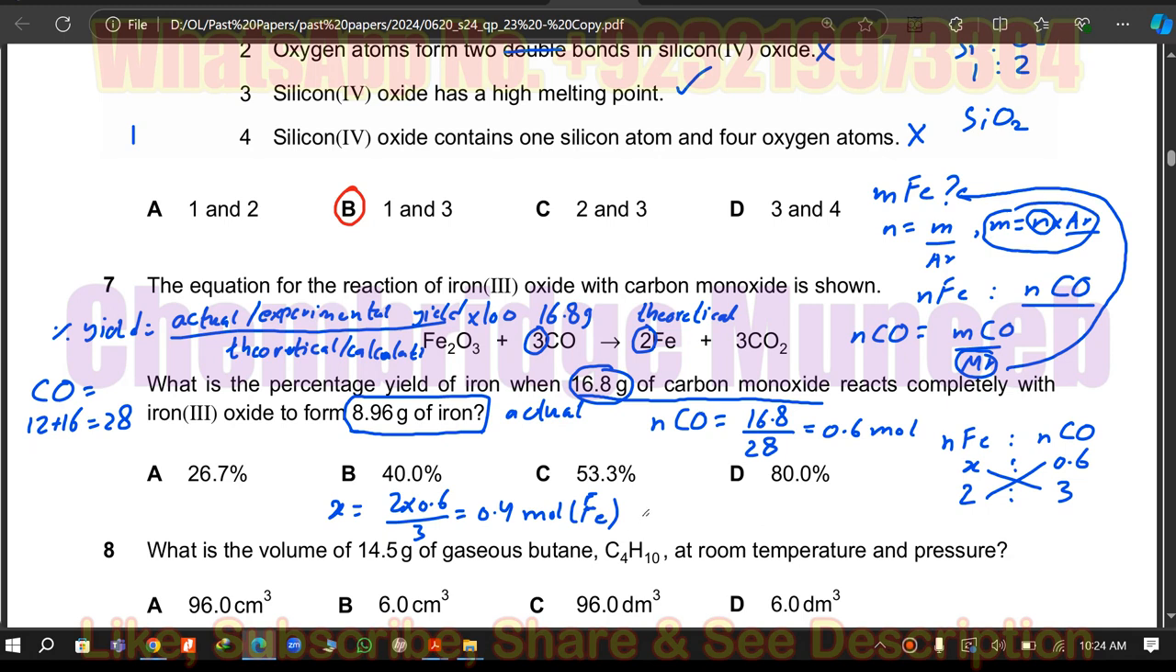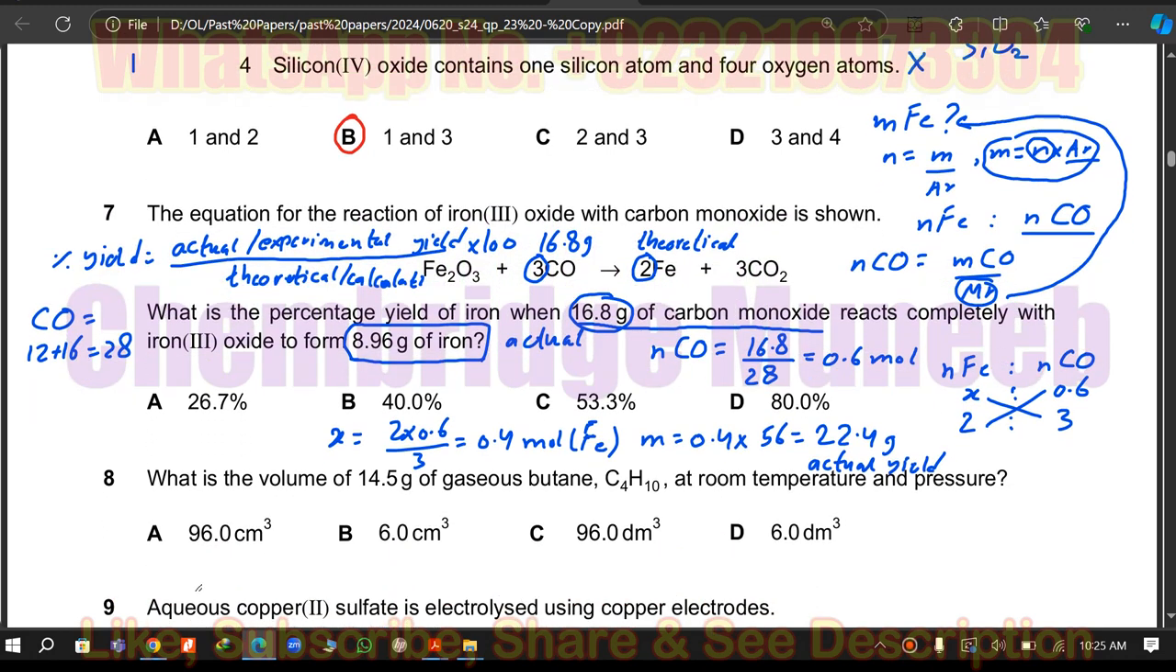So the mass of the iron will become 0.4, which is the mole of the iron, times its relative atomic mass. From the periodic table you can see its relative atomic mass, which is 56. Now 56 times 0.4 becomes 22.4. Now this is the actual yield in gram.